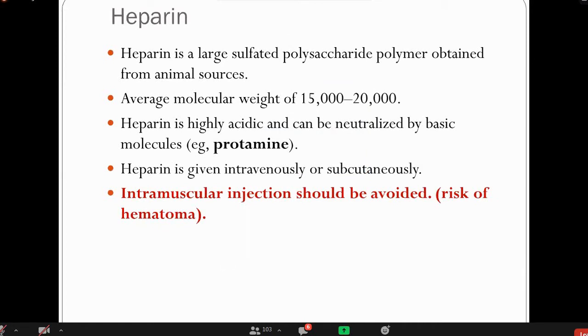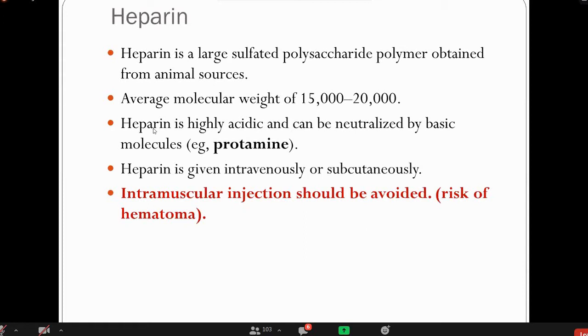Heparin is a large sulfated polysaccharide polymer obtained from animal sources. You know, this is the basic concept: anything derived from an animal source has a chance of hypersensitivity reaction and a chance of formation of antibodies. The average molecular weight of heparin is 15,000 to 20,000, which means it's a large molecule. Heparin is highly acidic and can be neutralized by a basic molecule, that is protamine. So this is a very important point from the MCQ point of view and the viva point of view.